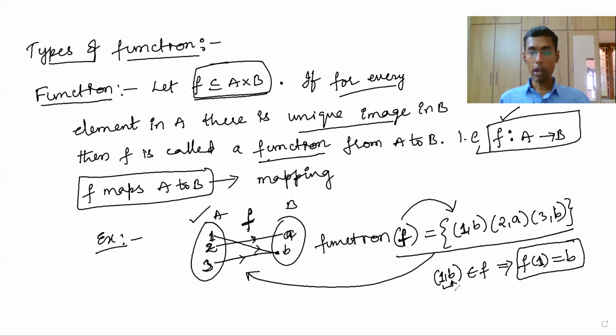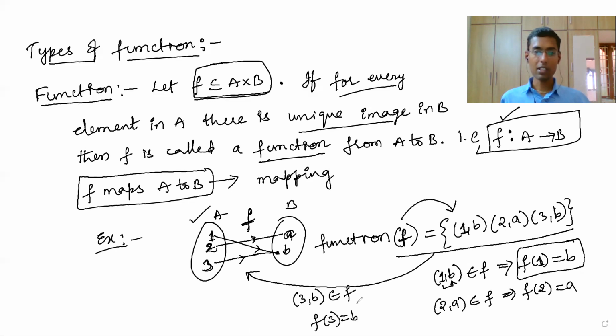So that's how we write. (1, b) belongs to f, so f of 1 is b. (2, a) belongs to f, and f of 2 is a. And (3, b) belongs to f, and f of 3 is b. Understand this? Like this we should write. This is the representation, simple. Not with images; images you can write like this. This is what a function is that we learn.